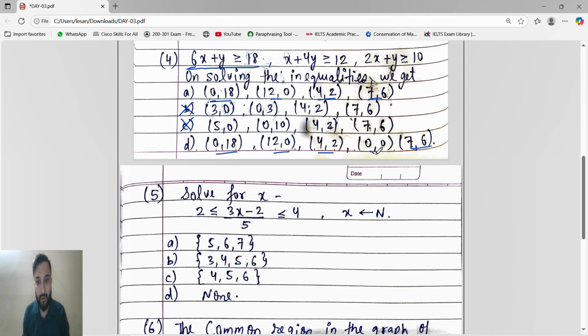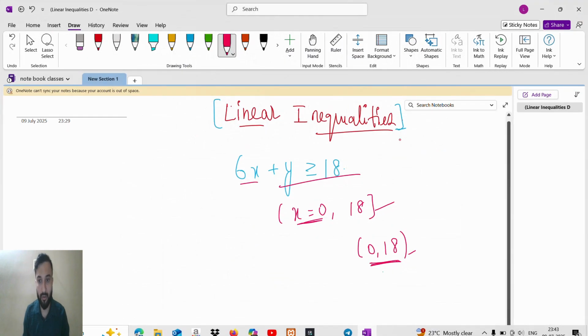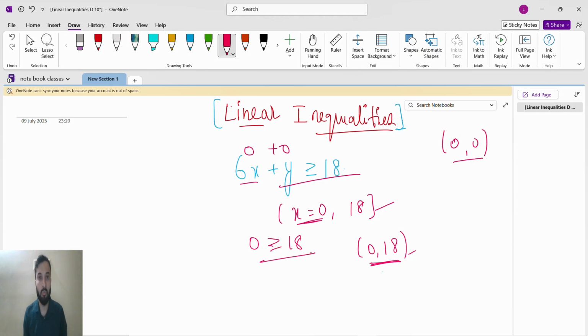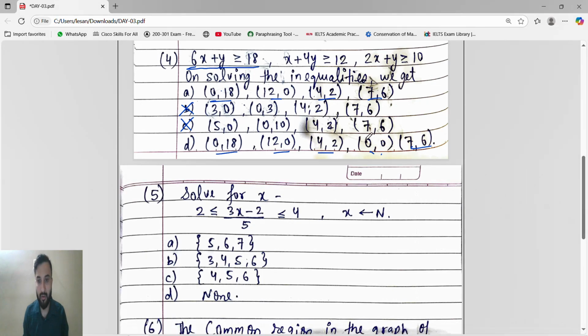Now 0 comma 0 is not the same, so let's substitute 0 comma 0 and check. If x is 0 and y is 0, then 0 plus 0 is 0. Is 0 greater than or equal to 18? No, it is not satisfying the condition. So option D will not be there. The answer is option A. Simple, easy peasy.